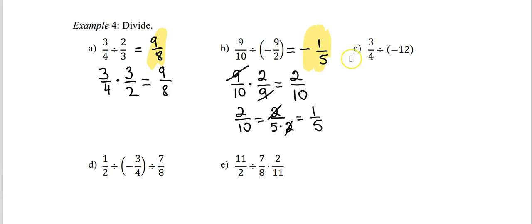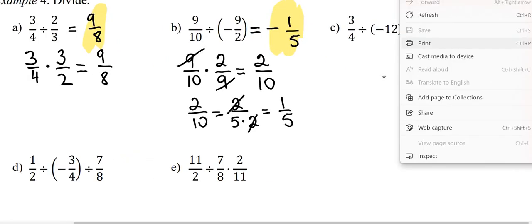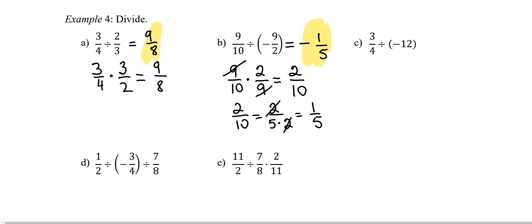So let's go ahead and look at the next problem, part C. You have 3/4 divided by negative 12. So here we have a situation where we are using fractions and a whole number. The whole number we are going to turn into a fraction by placing it over 1. But first, let's go ahead and place the sign for our answer. So we're going to have negative, because you have positive and a negative, so the answer is going to be negative. And then the second step is we're going to place negative 12 over 1.